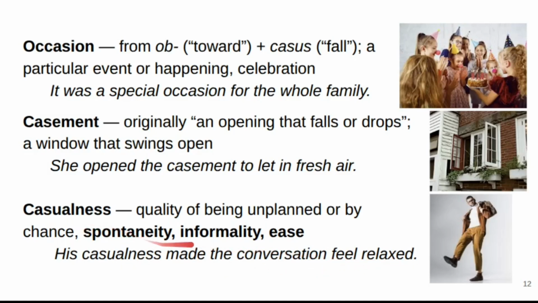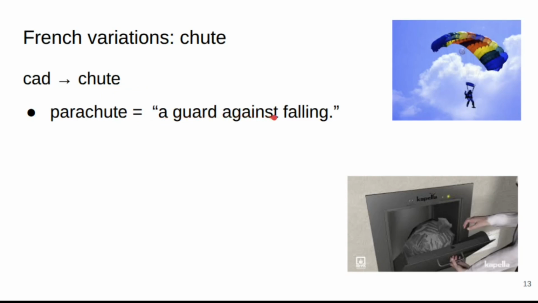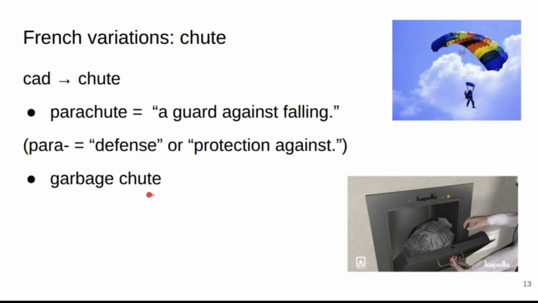Next, let's look at some related words that entered English through French. One clear example is chute, which means a fall or slope in French. From this, English got parachute, a device that slows your fall from an airplane, and garbage chute, a tube in a tall building for trash to fall through.